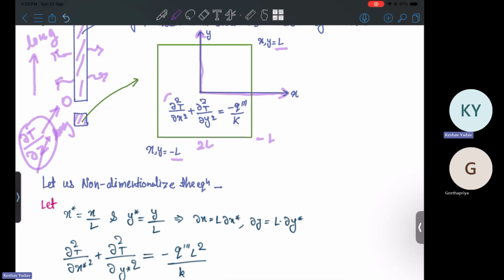And the governing equation for this problem is what? This is the governing equation: del 2 T upon del x square plus del 2 T upon del y square will be equal to minus q triple prime upon k. Q triple prime is what?